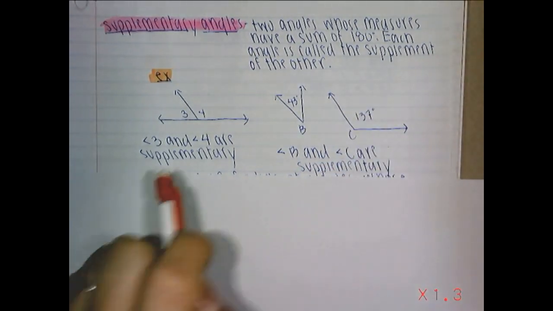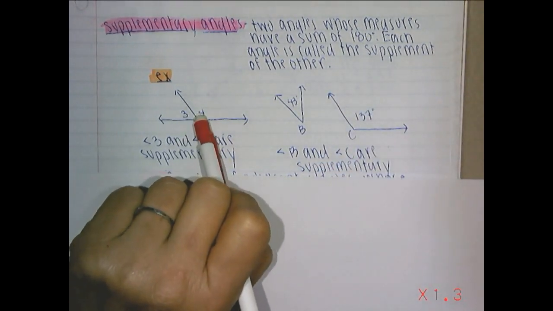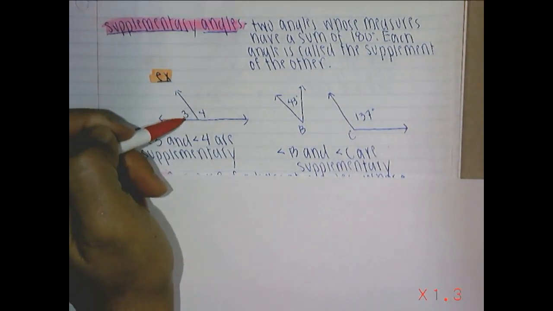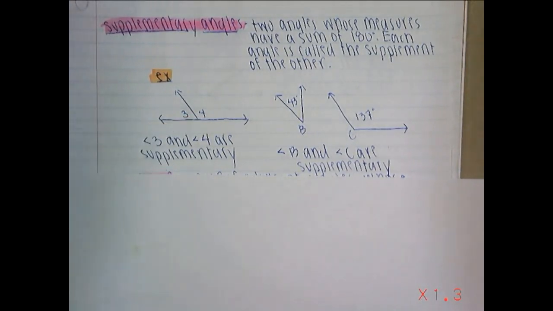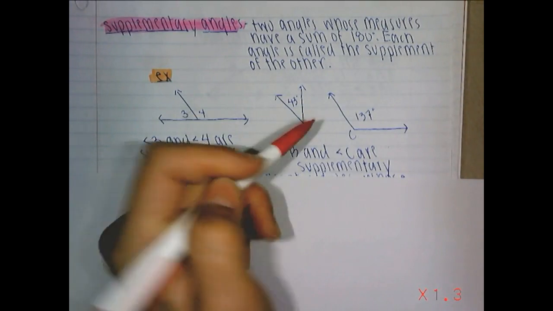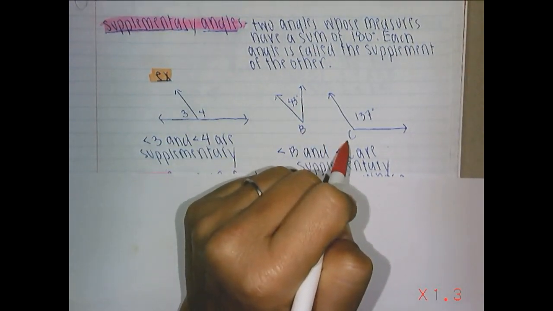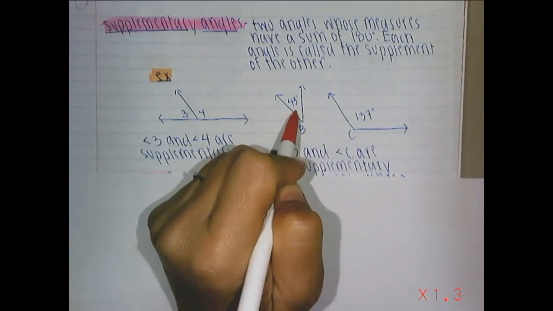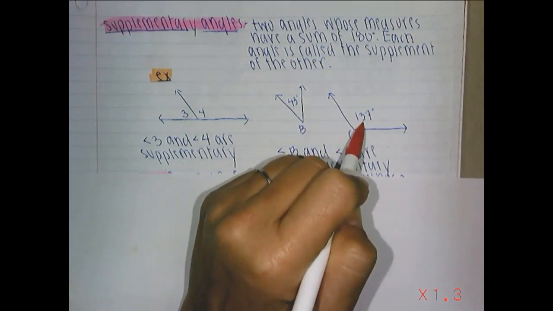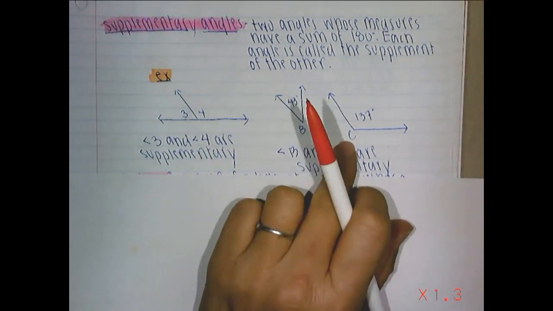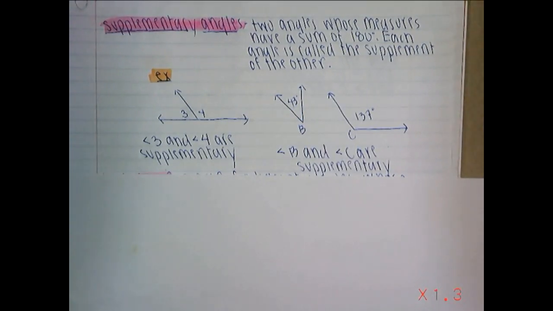So if you look right here, angle 3 and angle 4, they lie on a straight line. So together, if we add them, we know that those angles are 180 degrees. Over here, angle B and angle C. Again, not touching, but this is 43 and this is 37. When you add them together, you get 180 degrees. So you know that angle B and angle C are supplementary angles.